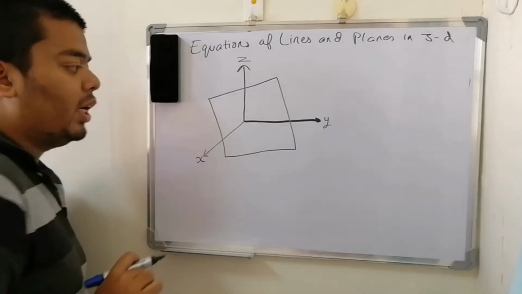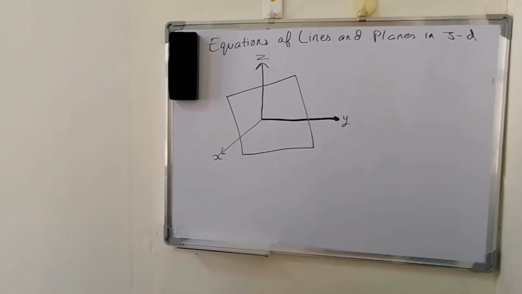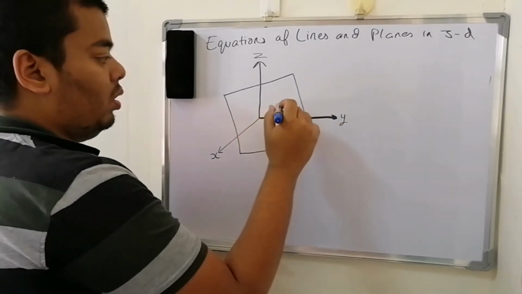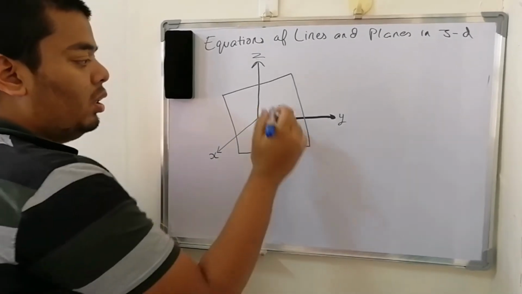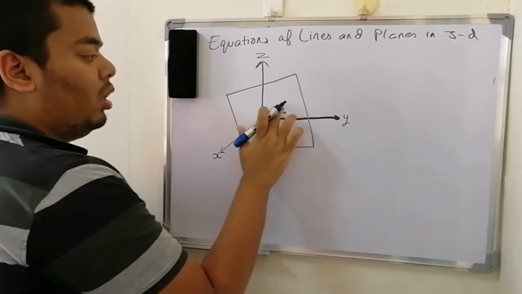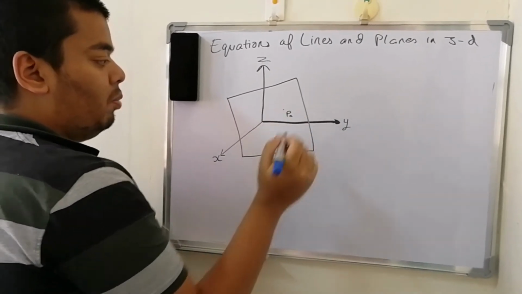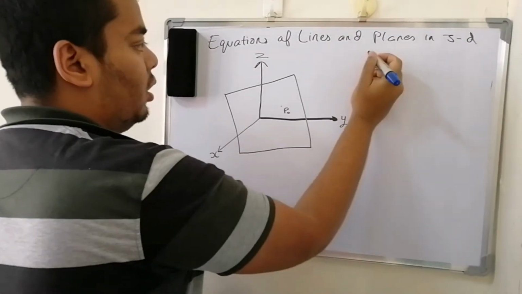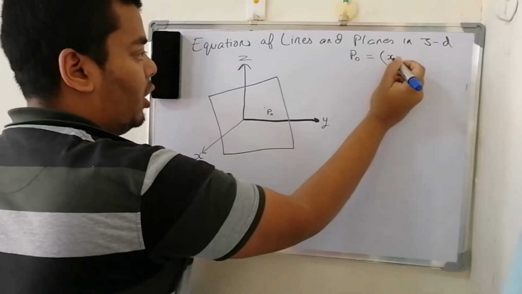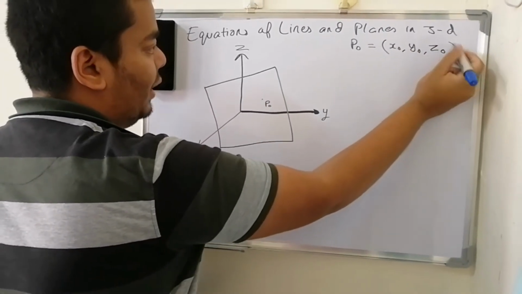This is a plane in the XYZ plane. We have to find its equation. As usual, we need a point on the plane. This point will be P naught, and I'll give the coordinates of P naught here: X naught, Y naught, and then Z naught.